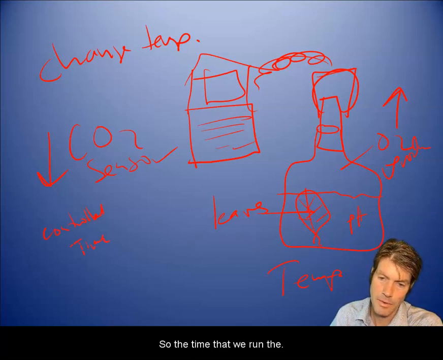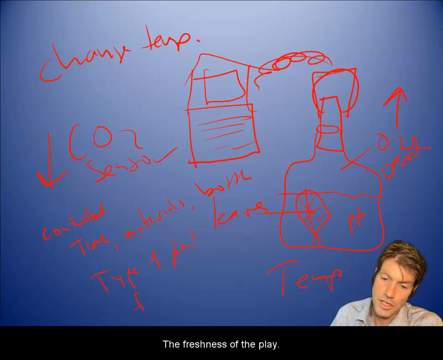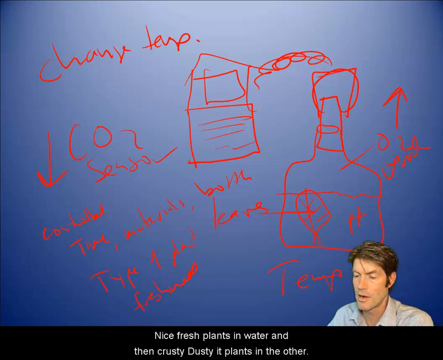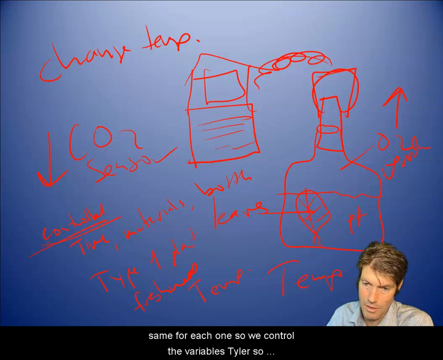So the time that we run the experiment, the materials, meaning the bottle, needs to be the same. The type of plant we put in there. The freshness of the plant. Don't want to use nice fresh plants in one and then crusty, dusty plants in the other. The temperature that we run the experiment should be the same for each one. So we need to control the variables tightly.